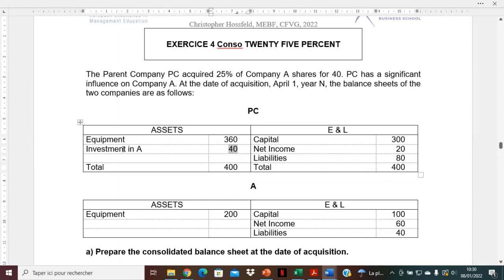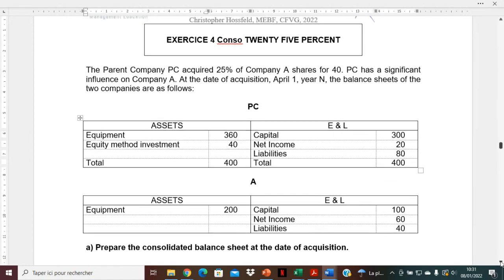Okay, so therefore the only thing I need to do eventually, or certainly, is I need to reappraise my investment and, for example, call it equity method investment in order to make the difference. Okay, and that's it. But the amount is already correct. Okay, so far so good.